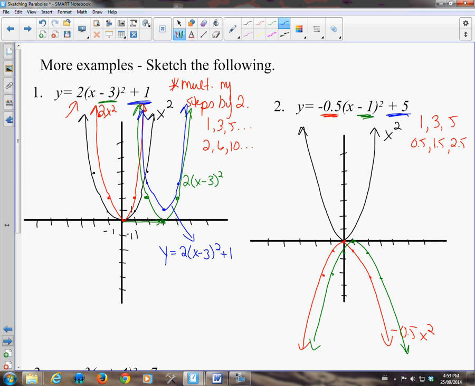Last thing, I'm going to shift it up 5. So I'm going to be at 1, and my vertex will be at 5. And all my steps move up, or remember to go over 1, down 1/2, down 1/2, over 1, down 1.5, and there's my final parabola.